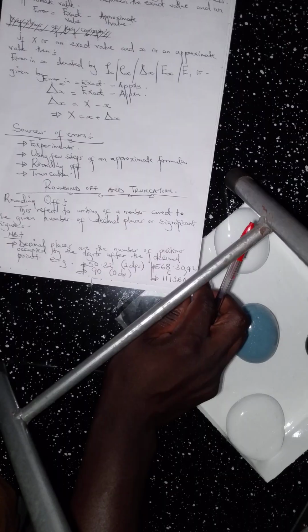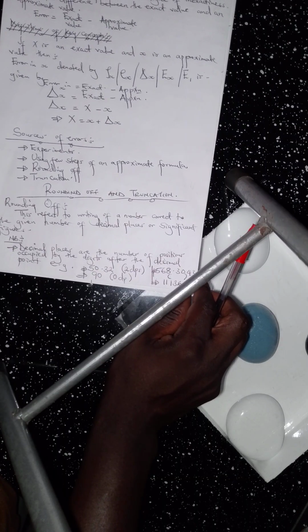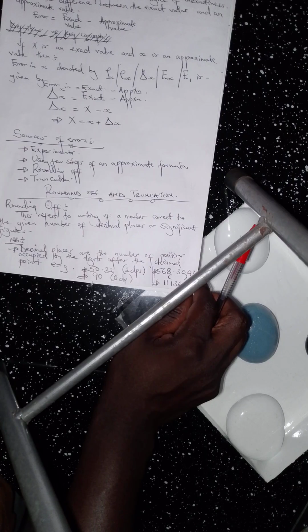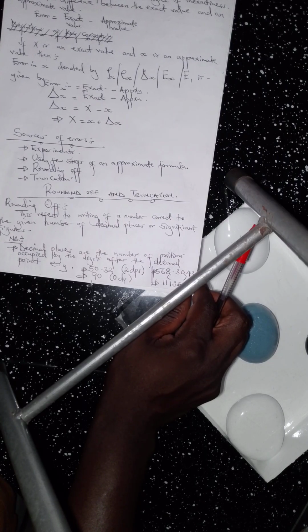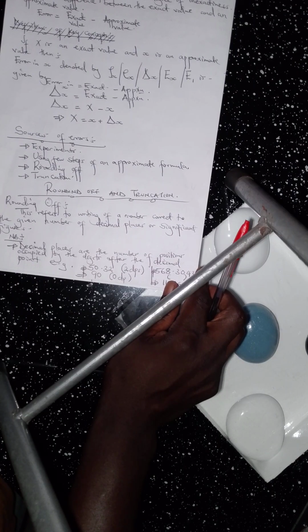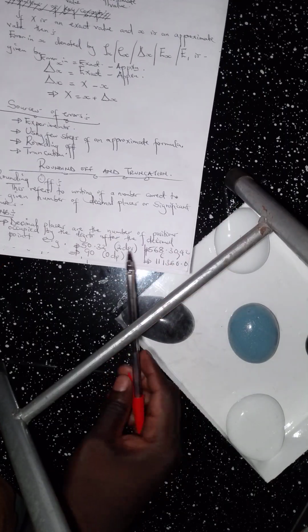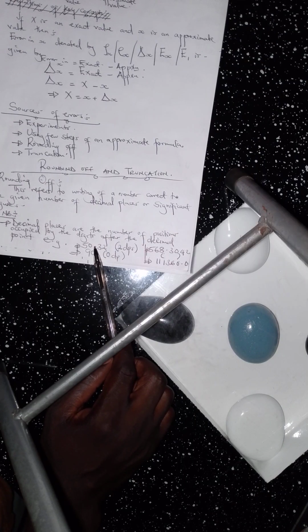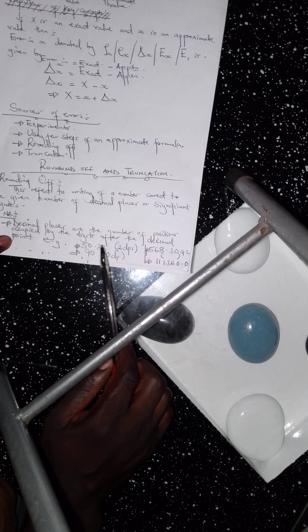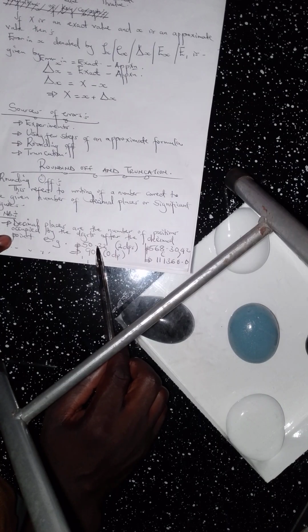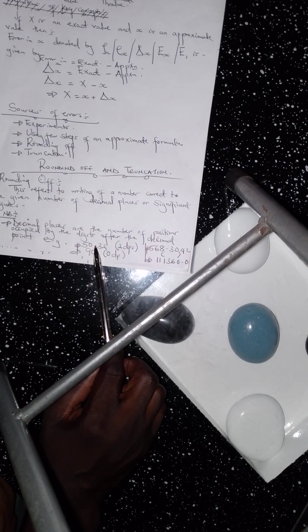Rounding off refers to writing or expressing a number correct to a given number of decimal places or significant figures. Decimal places are the number of positions that appear after the decimal point. For example, all the values which appear on the right hand side after the decimal point give what we call the decimal places. If you have a number 50.32, our decimal point is here. So immediately after the decimal point, that is where we stand and count the decimal places.